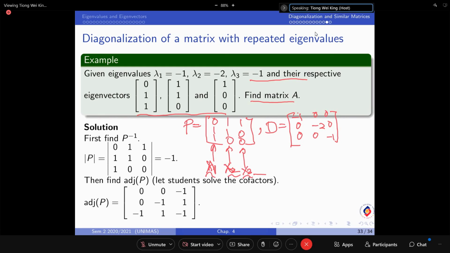So once you have P and D, you need to find the P inverse. Now from chapter 3, for P inverse, you need to find two things. One is the determinant of P, and then you need to find the adjoint. Okay, so the determinant is using this cofactor expansion. Okay, you will get determinant of P equals to -1. Or you no need to use cofactor expansion also can. Remember, I just recall we have a property here.